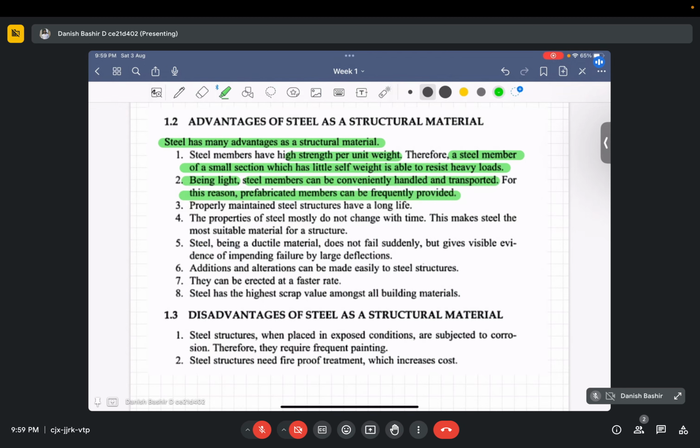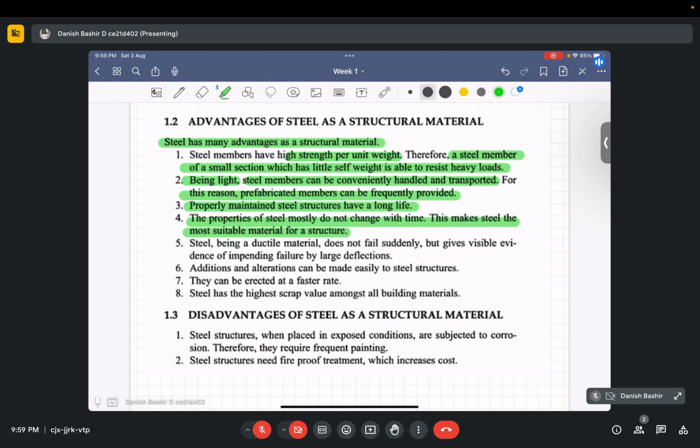Another property of steel as a structural material is that structures made of steel, if properly maintained, can have a very long life. One more thing is that the properties of steel mostly don't change with time. This makes steel the most suitable material for the structure.